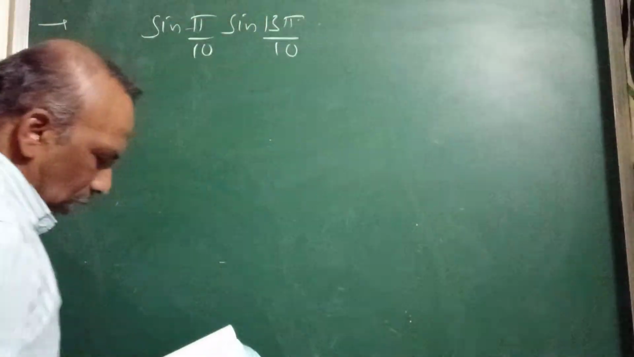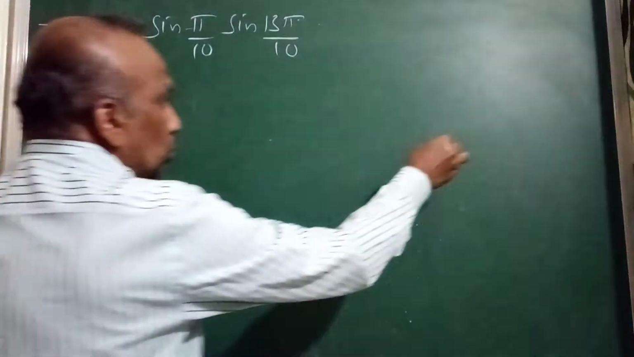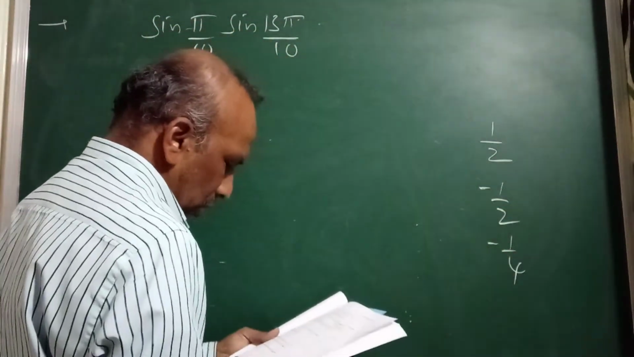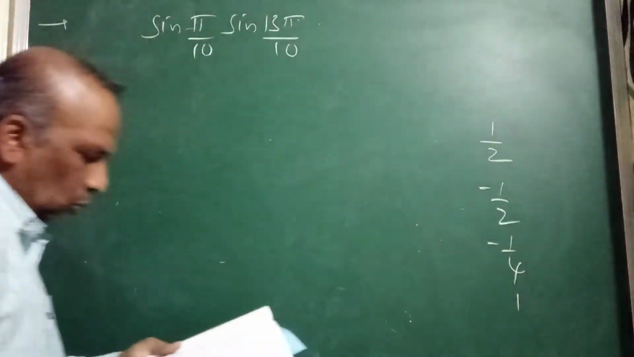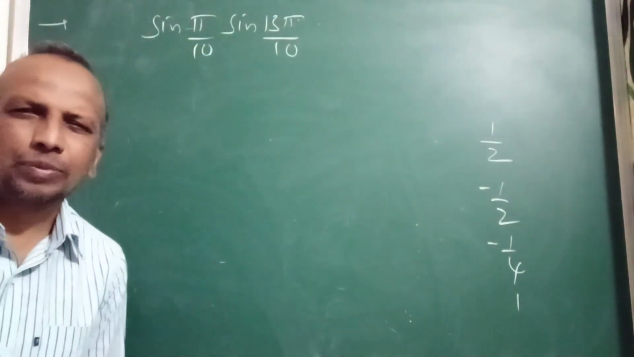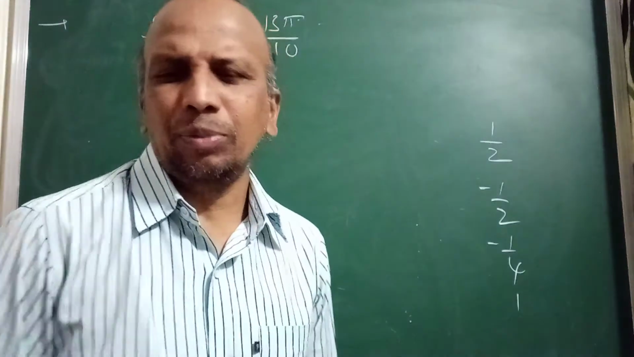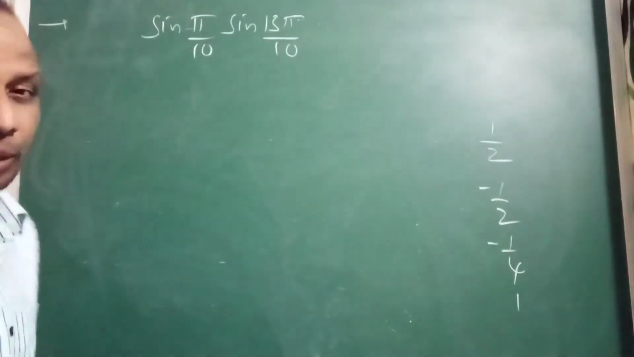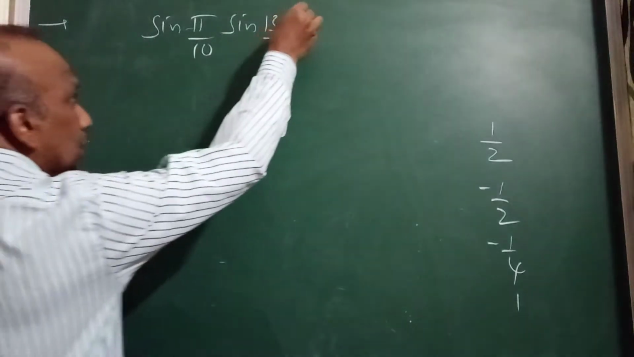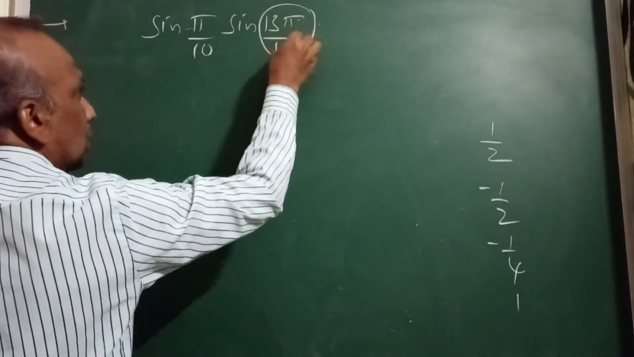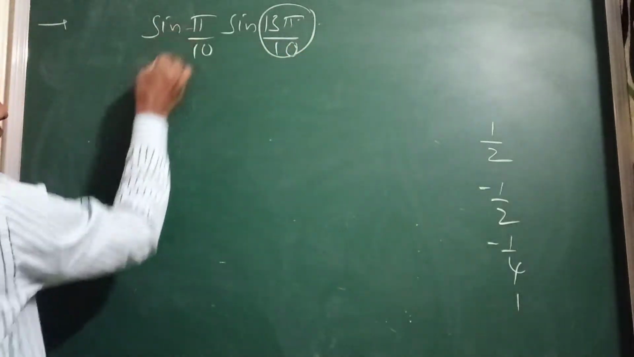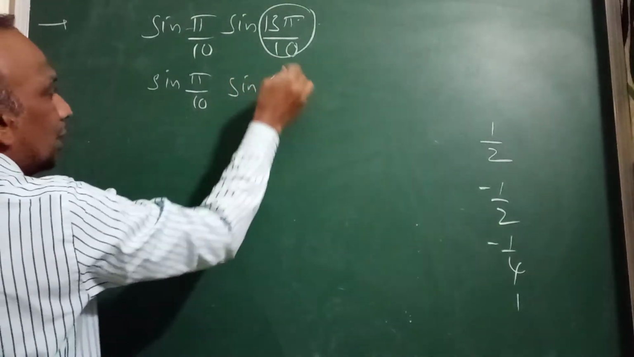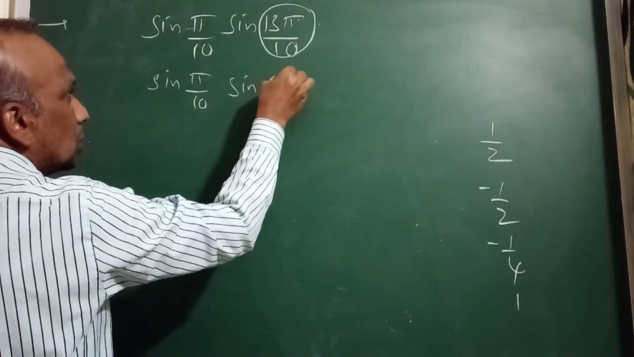What about these two values? The product is 1 by 2 minus 1 by 2 minus 1 by 4, 1. They are asking to find this value. When they are asking to find this value, you can observe here, in this value, sin pi by 10 is nothing but sin 18 degrees. So 13 pi by 10, this one I can write. This 13 pi by 10 I can replace. This is sin, I can write pi by 10. You can observe here.